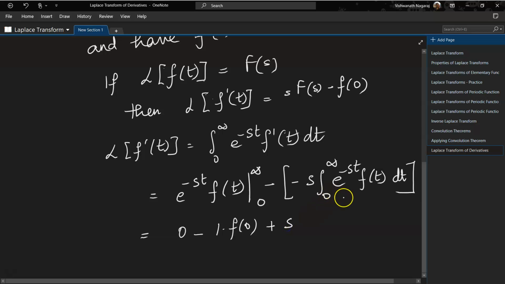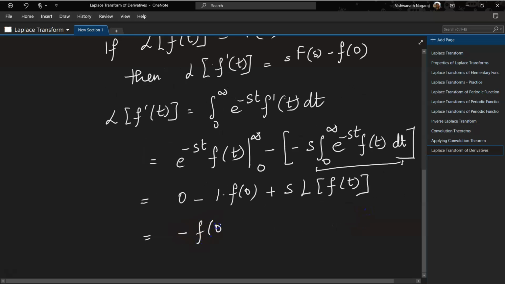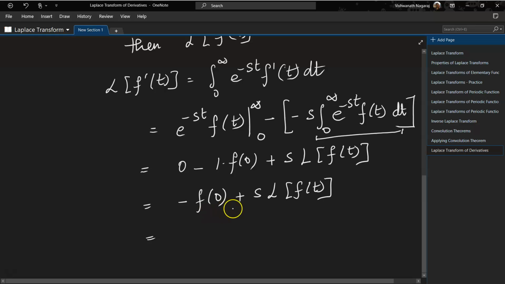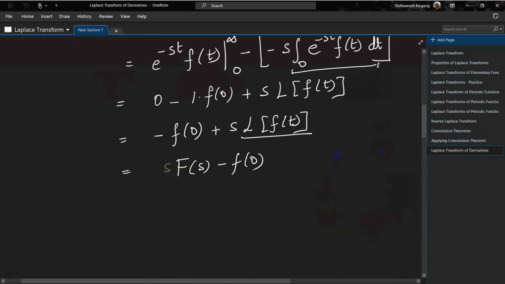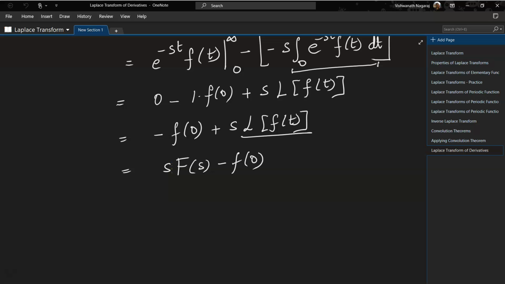s times. Now what is this part? This part is nothing but the Laplace transform of f of t. So which means we can say f of 0 plus s times Laplace of f of t, which is equal to, let's switch their places, s times capital F of s minus f of 0, which is what we had to prove.